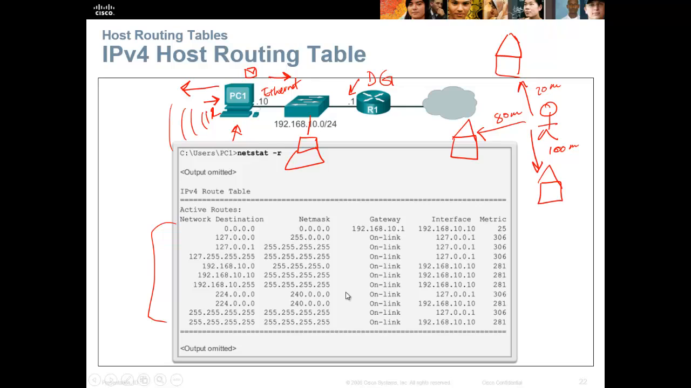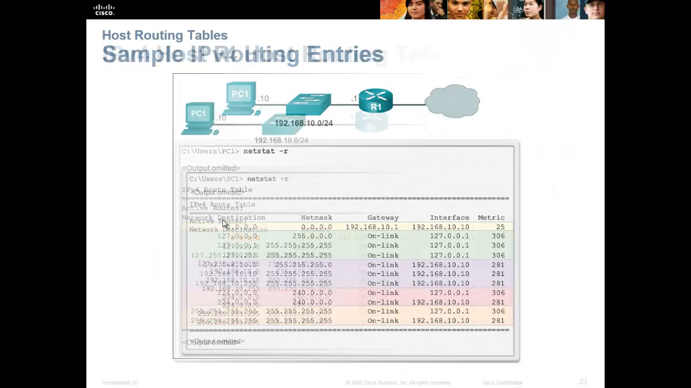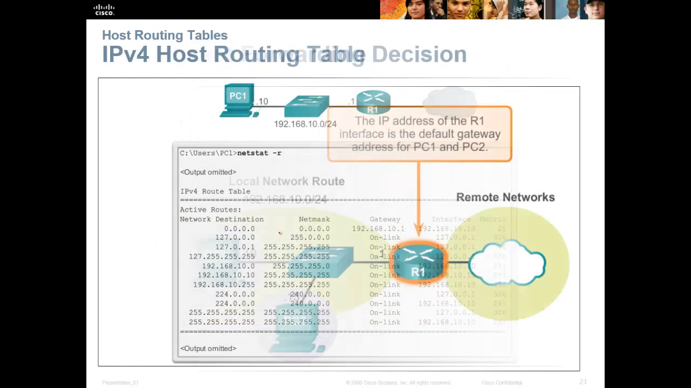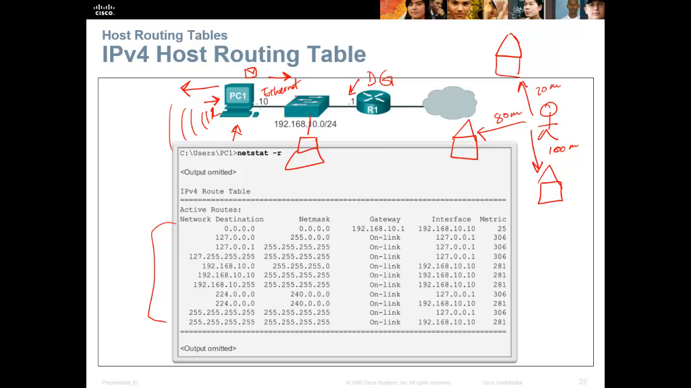But let's consider this one. What do we have? We have different entries. The PC has a first entry here. Now let me go to the next slide. This is much better. Look at this entry. This is the default gateway. It means that when we have 0.0.0.0, it means anything. Let's return back to this slide. It means that this is the internet.